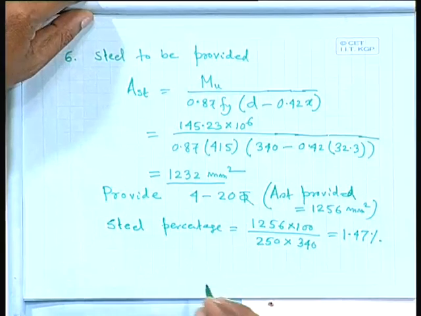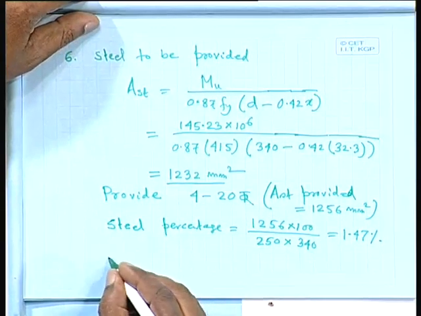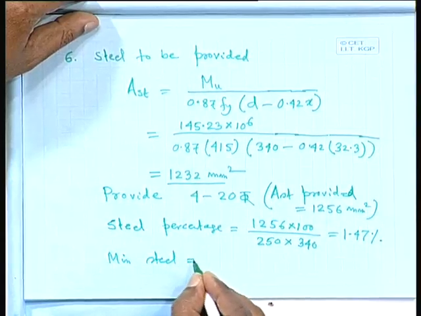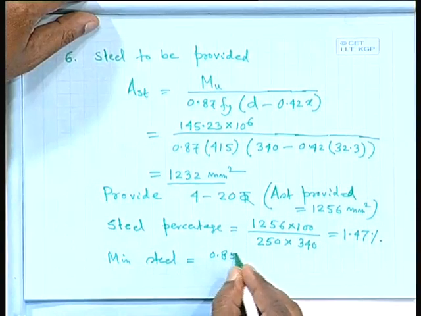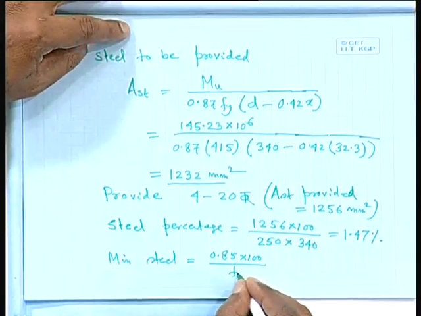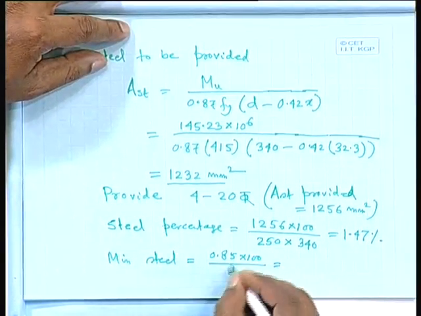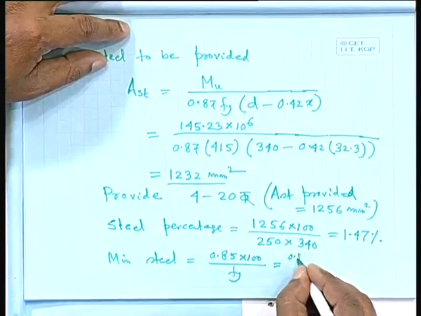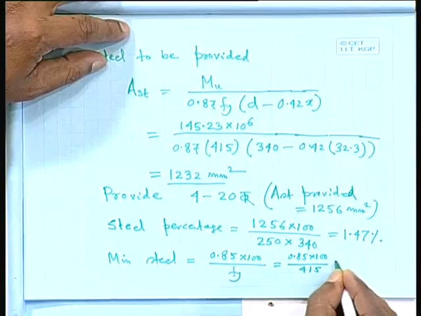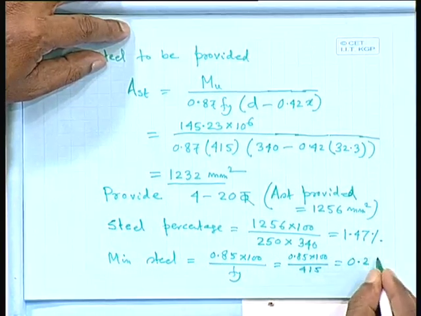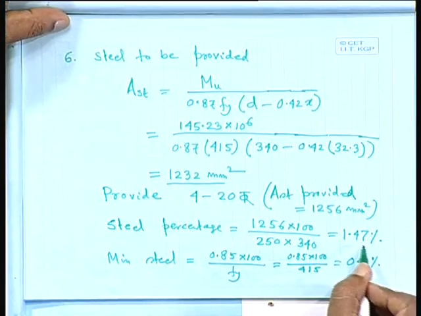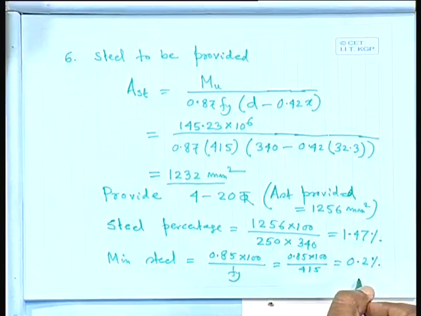Our code says that minimum steel should be 0.85 into 100 divided by fy. So, this is what our code says. So, 0.85 times 100 divided by 415, which comes as 0.2%. So, the steel provided, that is 1.47%, is greater than the minimum steel required.